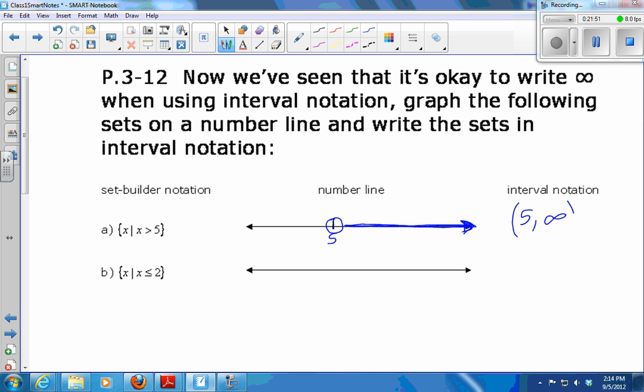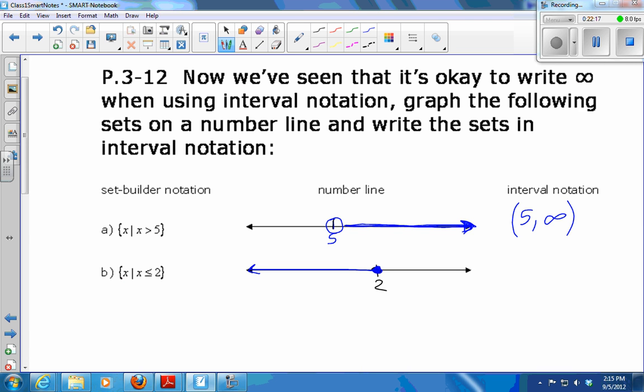You got it. Good. And then I want x's less than or equal to 2. So here's my 2. It's an or equal to, so I get to include the 2. And then less than, left or right of 2? Left.